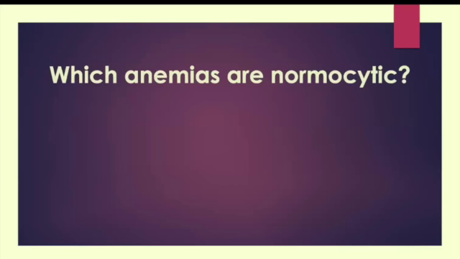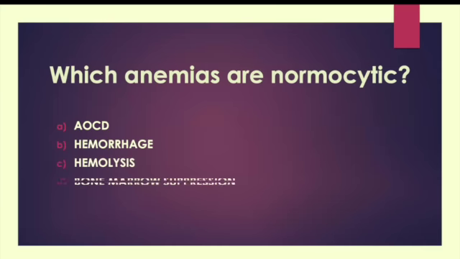So which anemias are normocytic? That would be your anemia of chronic disease, hemorrhage, hemolysis, bone marrow suppression. These are your lists. Which one would it be? I think it's A. Oh, because they're all anemia of chronic diseases. And then there's the bone marrow suppression, which is, again, chronic disease.